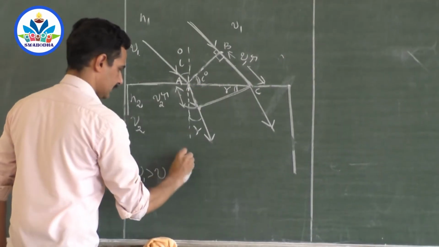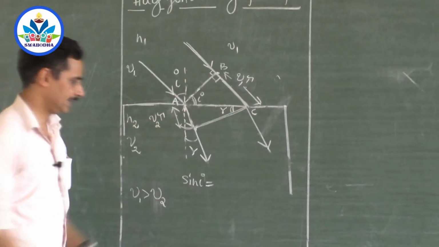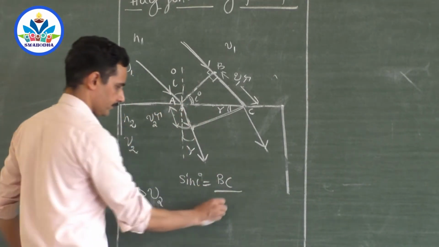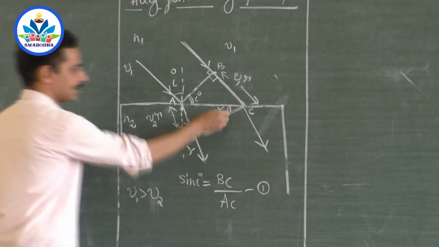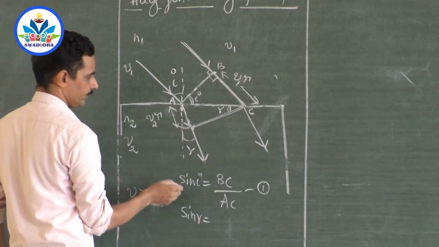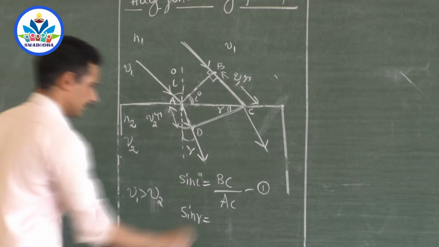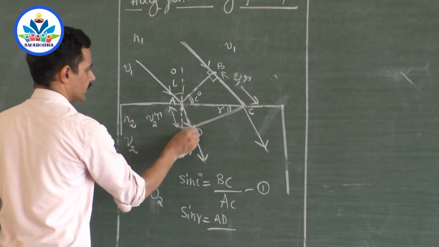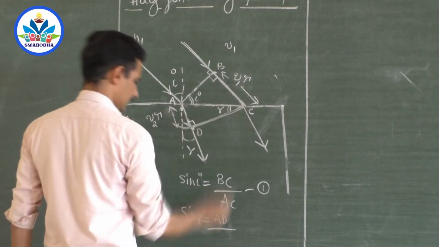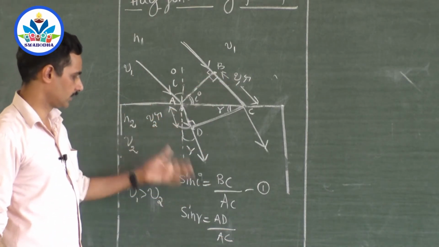Okay, what is sin I? Sin I is equal to the opposite side BC by the hypotenuse AC. Equation 1. Take sin R in this triangle. Sin R is equal to the opposite side, I will take this as AD, divided by the hypotenuse. This is 90 because this is the line which shows that it's a plane wavefront. Hypotenuse is this one, AC. Of course, BC and AD I could have substituted as V1 tau and V2 tau. I can do it later.